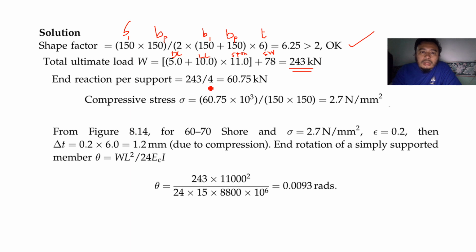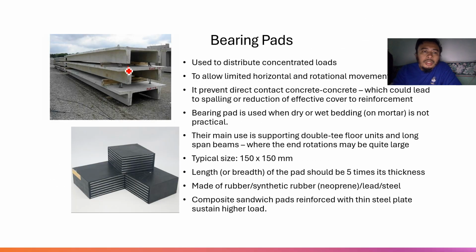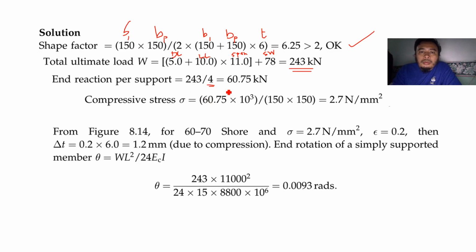As this is a double T floor, you have 4 supports, 4 bearing pads shown here. So it is simplified to be divided by 4, disregarding the distribution of the area. So you divide it by 4, then you get 60.75 kilonewton. And then this ultimate load is divided by the area of bearing, so you get your compressive stress.